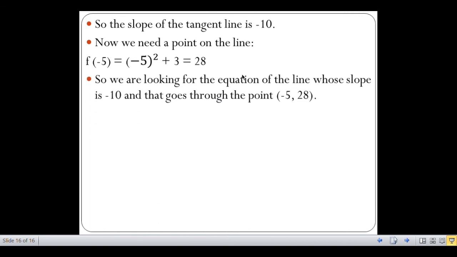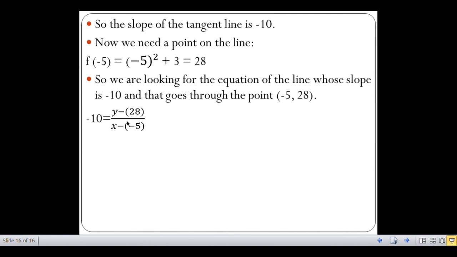So we are looking for the equation of the line whose slope is negative 10 and that goes through the point. So this negative 5, class, is the x we used. X equals negative 5. Then our answer here is 28. So that is the point of the tangent line: negative 5 and 28. So, using the formula for finding the equation of the tangent line, our negative 10 is the slope, equals y minus 28, from y sub 1, this is the y value, over x minus x sub 1, which is negative 5.